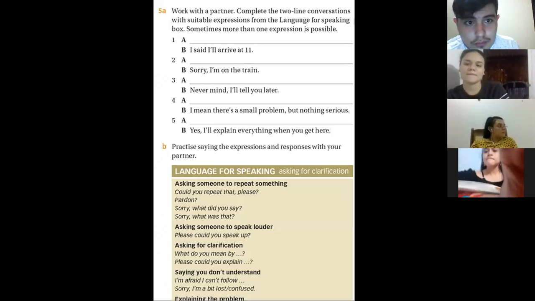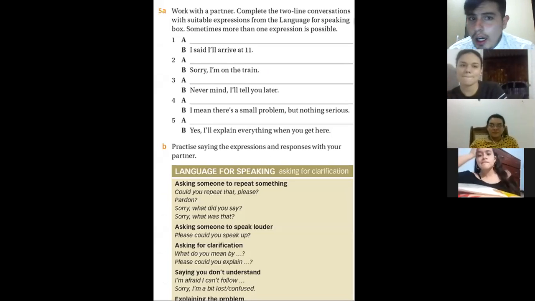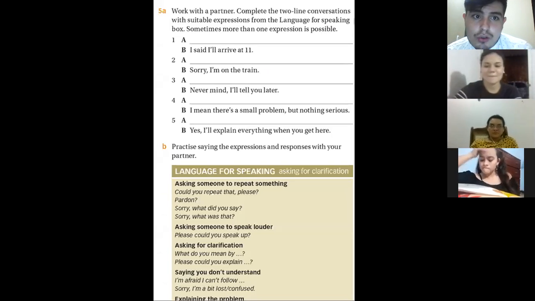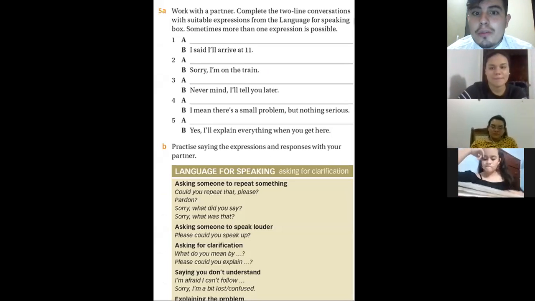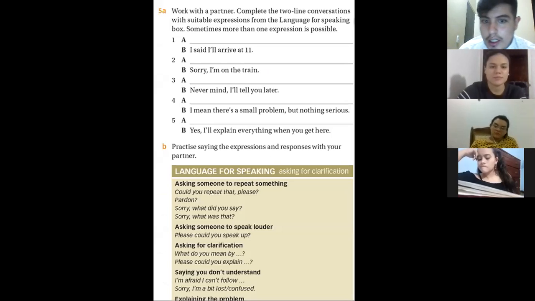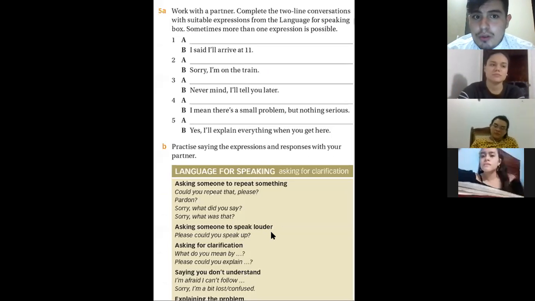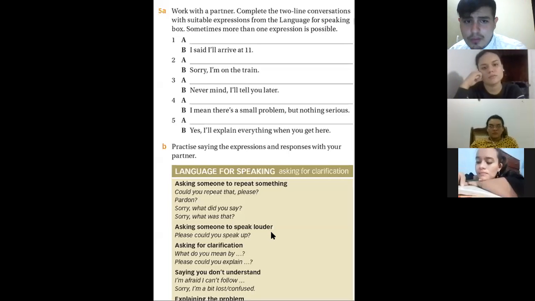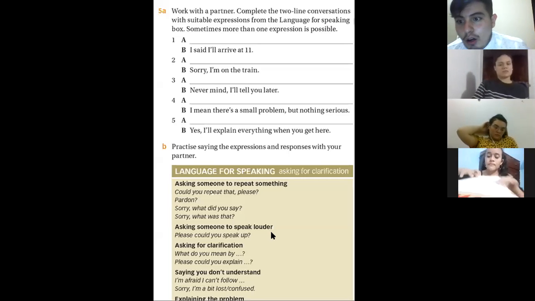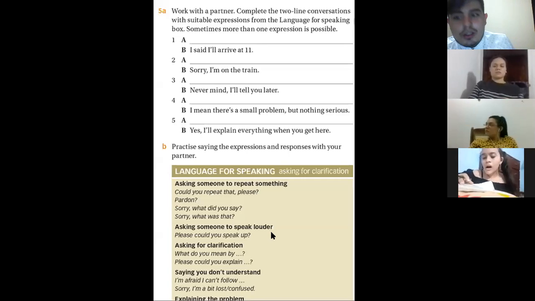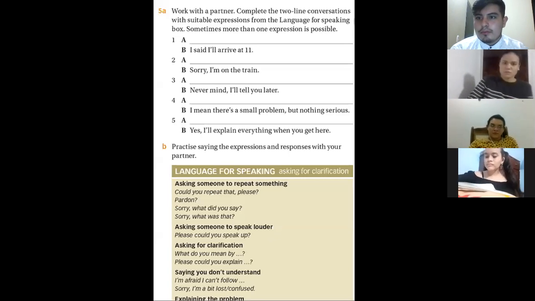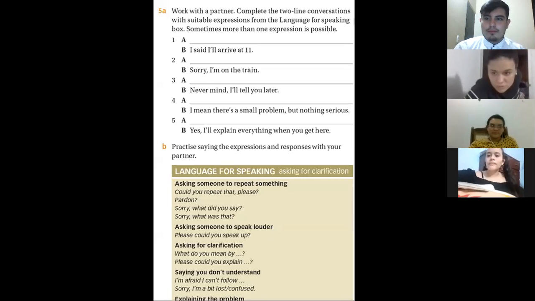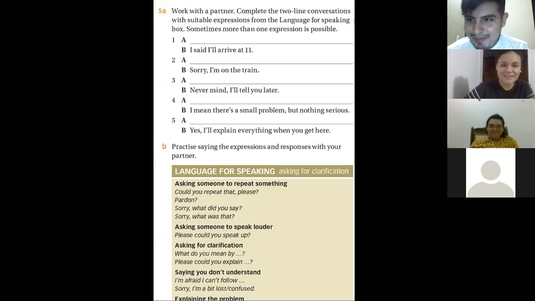Okay, so we're going to do it individually. Complete the two-line conversations with suitable expressions from the language for speaking box. Sometimes more than one expression is possible. So I want you to read it, and of course, I want you to take some of the expressions that are in the box in order to complete the conversation. No right, no wrong answers. Take your time. I'm going to give you 5 minutes.